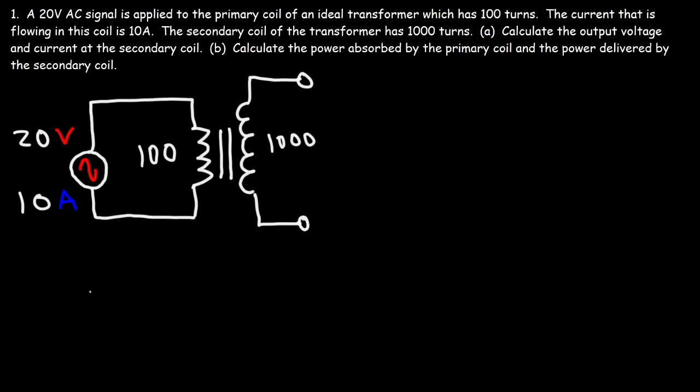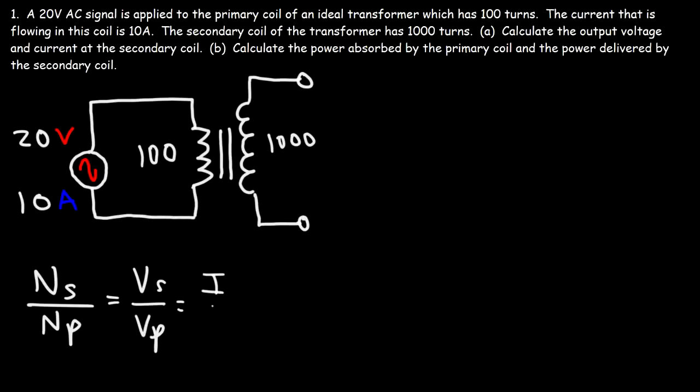So here's the formula that you need to know. The number of turns in the secondary coil divided by the number of turns in the primary coil, that's equal to the secondary voltage divided by the primary voltage, which is equal to the primary current divided by the secondary current. So what you need to know is this.